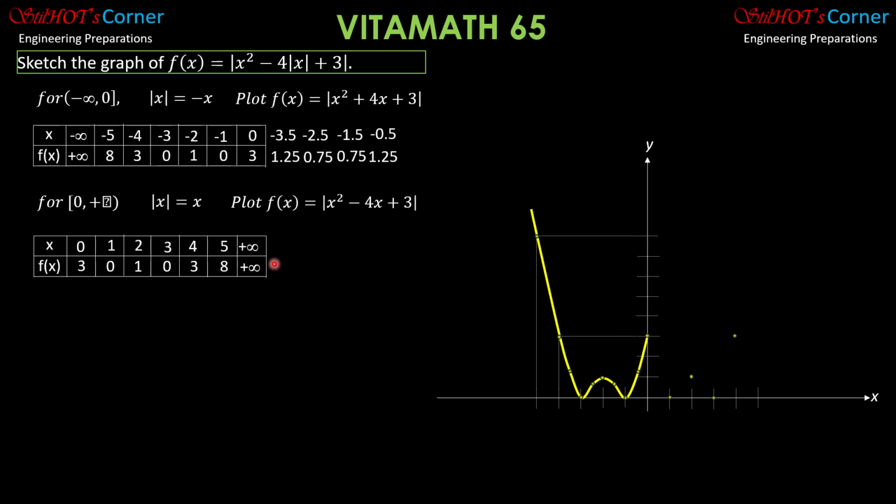Let's insert intermediate points like 0.5. It is 1.25 if you substitute here. So 0.5, 1.25. 1.5, it's 0.75. So here, then 2.5, 0.75 here, then 3.5, 1.25. It's here. So if we sketch the curve, it is really symmetric with respect to the y-axis as shown.